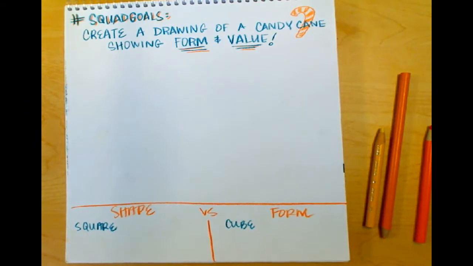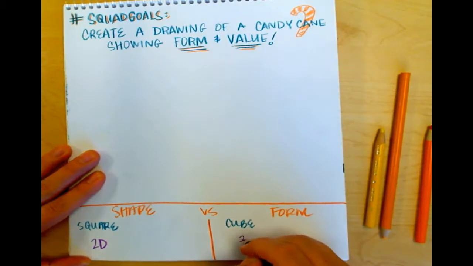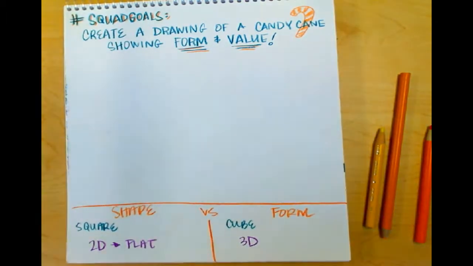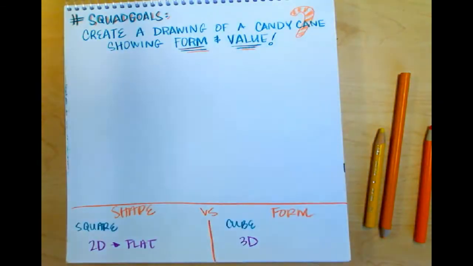What's another major difference between shape and form? Not an example, but what's a major difference, Ella? Shape is like 2D and form is like 3D. Perfect. Shape is 2D, two-dimensional, and form is 3D. So 2D means it's flat. It's just like a piece of paper. Okay? So you can hold it technically, but it's basically just two-dimensional. It's flat. You could put it in a picture frame.